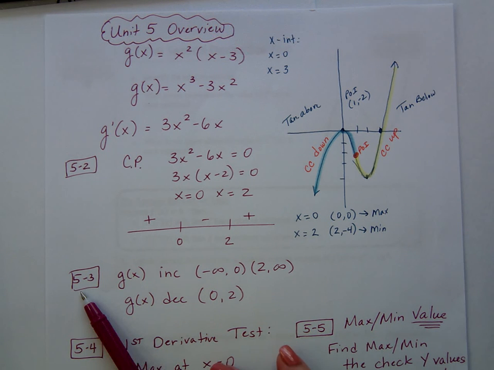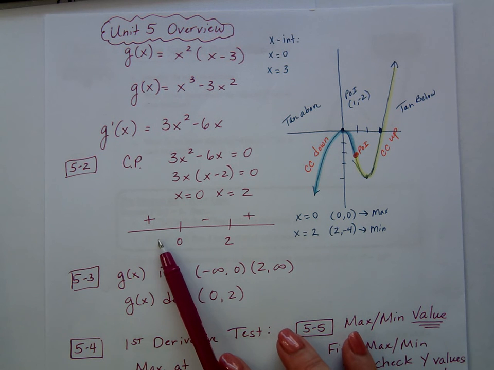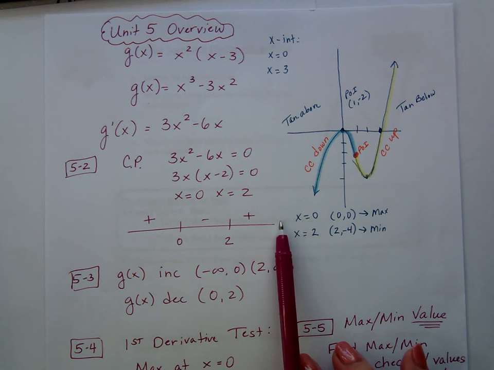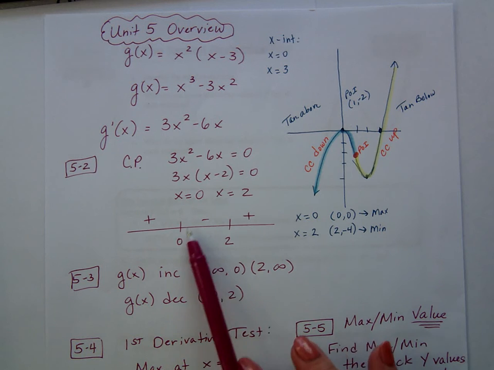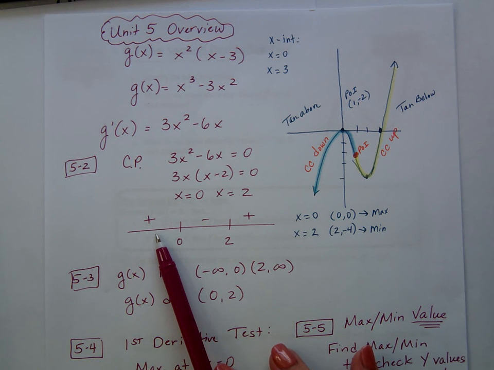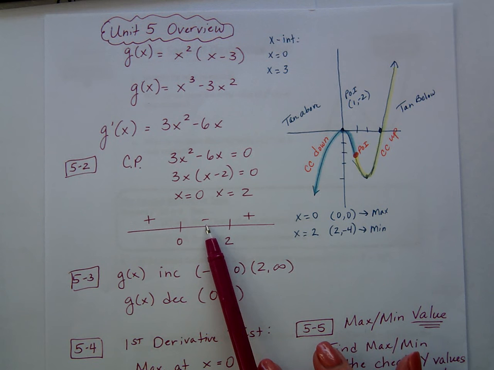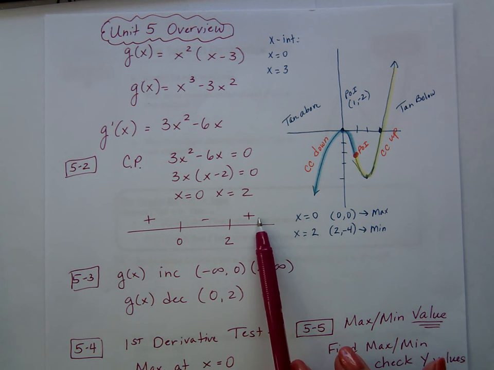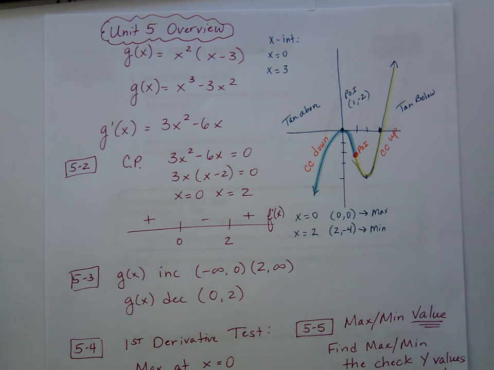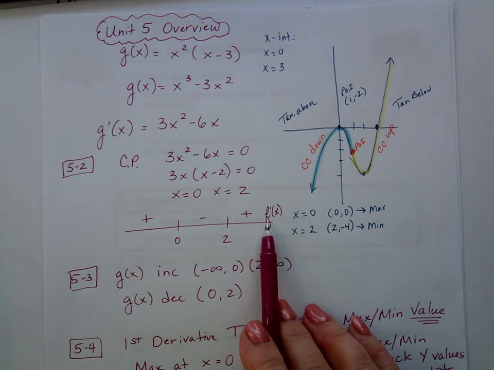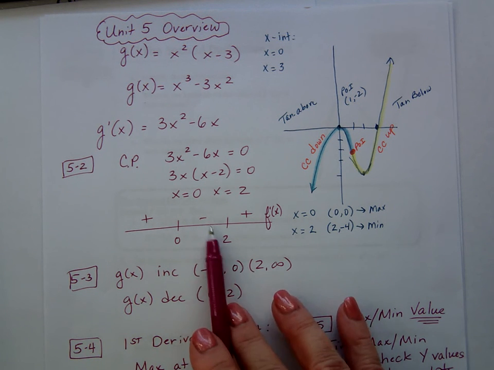And then in the third section, 5.3, we talked about how to determine if the function was increasing or decreasing based off of that first derivative. So you find the critical points, you make a sign chart out of it. Where the sign chart's positive, it's increasing. Where the sign chart is negative, I'm talking about the first derivative sign chart. Maybe I should note that right here, that we're talking about the first derivative. Where that first derivative is positive, it's increasing. Where it's negative, it's decreasing.